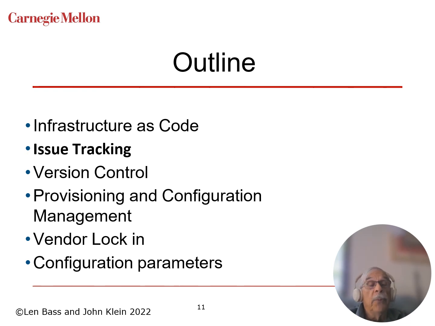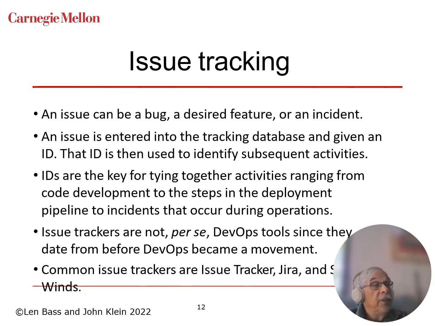So now let's move on to an actual tool, which is issue tracking. So an issue tracking is something that tracks issues. No surprise. What's an issue? An issue can be a bug, a desired feature, or an incident. And if you enter that into a tracking database, and then it's given an ID, that ID can be used to identify the code, identify various sorts of activities.